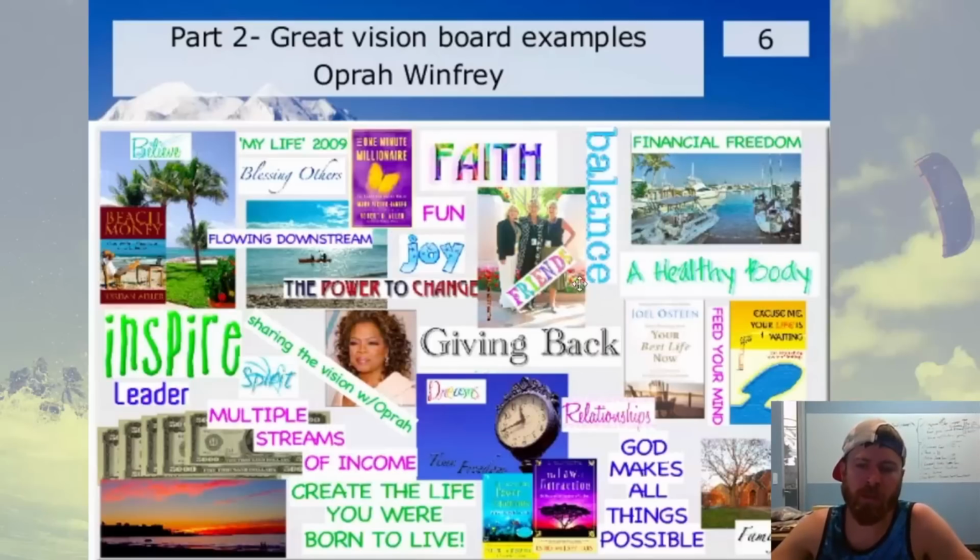So financial freedom, a healthy body, giving back, faith, my life, blessing others, God makes all things possible. Relationships, feed your mind. Excuse me, your life is waiting. Multiple streams of income. So these are all interesting things. The law of attraction, the book right there. So this is a good vision board. And look, family. So it has a house and family.